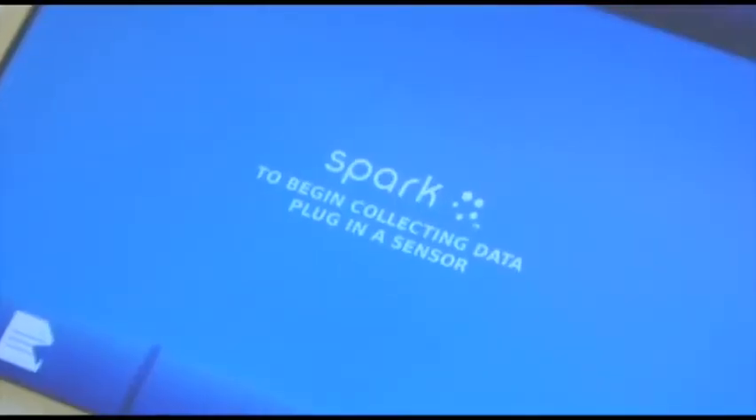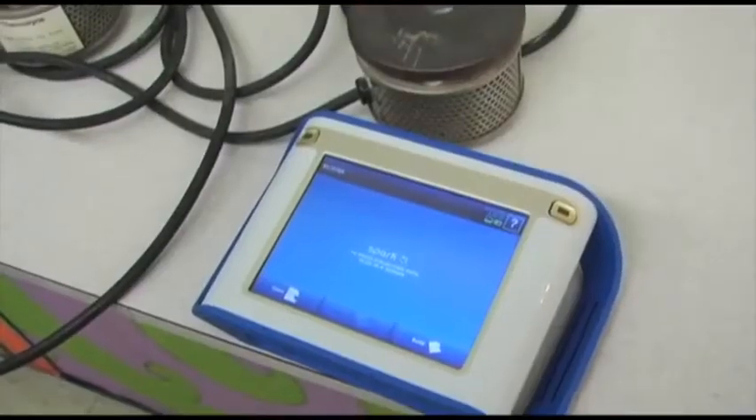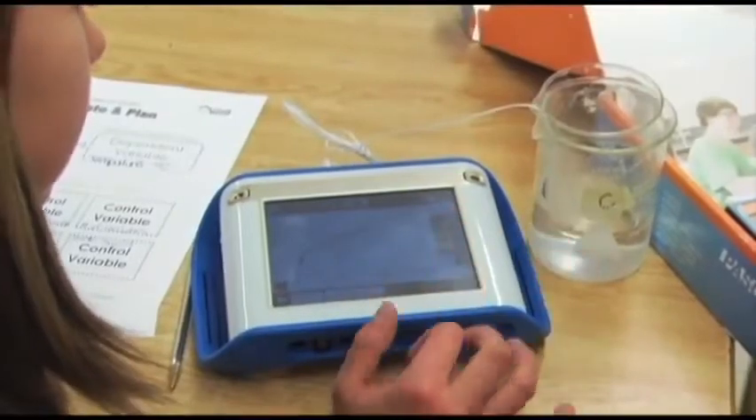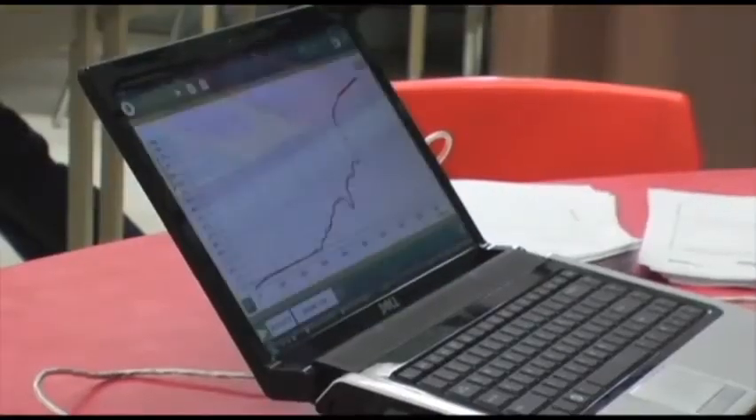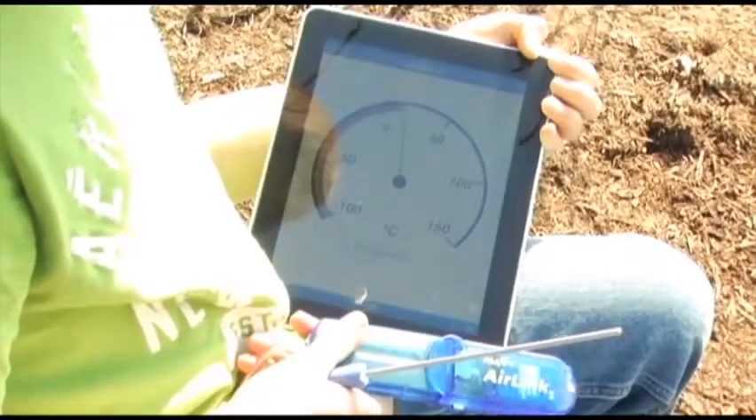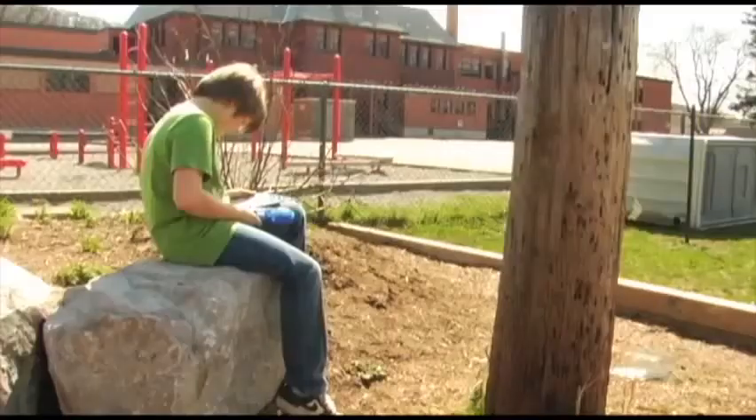The SparkView software has a few benefits. The first being that it can be used on multiple platforms. So you can use the SparkView software on the Spark independent units. You can install it on netbooks or laptops, as well as you can put it on iPhones or iPads. And so having that flexibility is really nice.